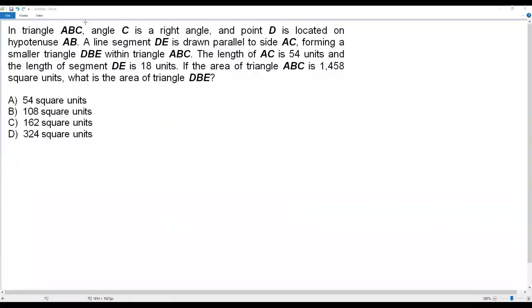Here we have a SAT math question. Okay, let's go to the information. In triangle ABC, angle C is a right angle and point D is located on hypotenuse AB. A line segment DE is drawn parallel to side AC, forming a smaller triangle DBE within triangle ABC. The length of AC is 54 units and the length of segment DE is 18 units. If the area of triangle ABC is 1458 square units, what is the area of triangle DBE?